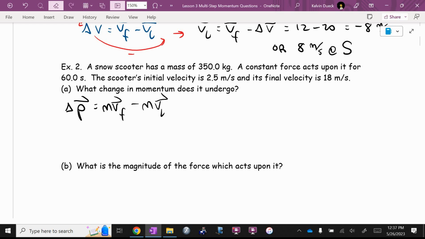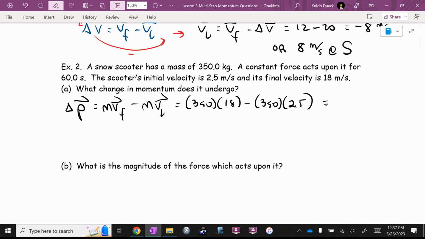Now, they didn't give me a direction here, so I'll do the old reliable: positive will be forward and negative will be backward. What's the mass? 350. What's V final? 18. What's V initial? 2.5. Here you probably need to use a calculator.